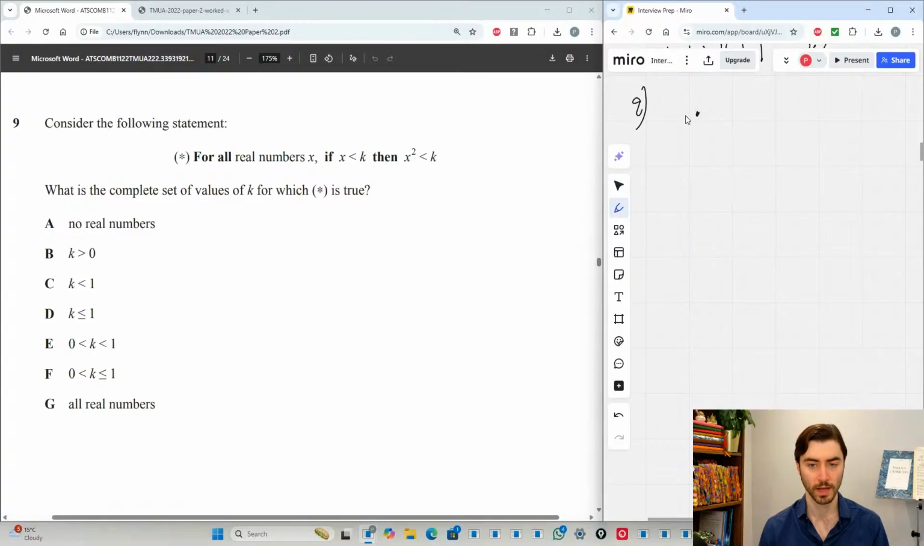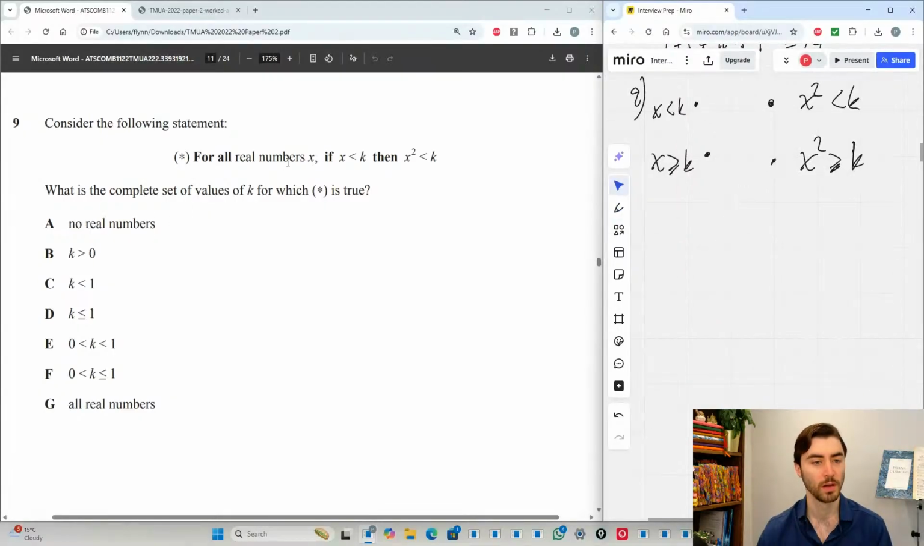For all real numbers, so we're considering x is less than k, and the alternative to that is bigger than or equal to k. And how does that map onto x squared being less than k versus x squared being bigger than or equal to k? Okay, but we're not considering just that. For all real numbers, if that, then that. So this is the claim: if that, then that, not if that and that. So this is the mapping of the claim that we're considering.